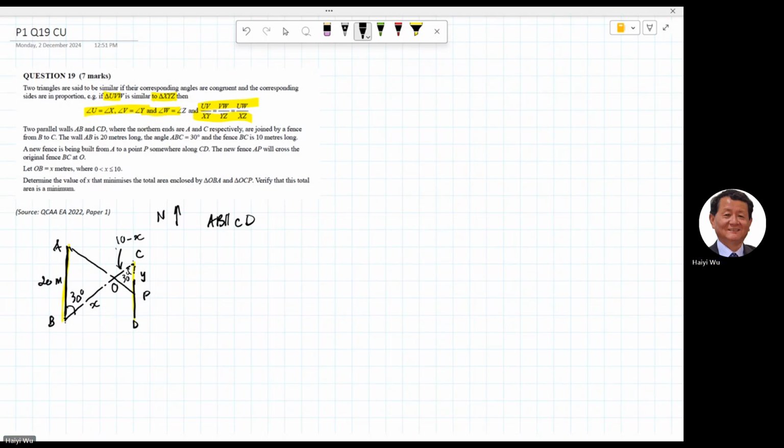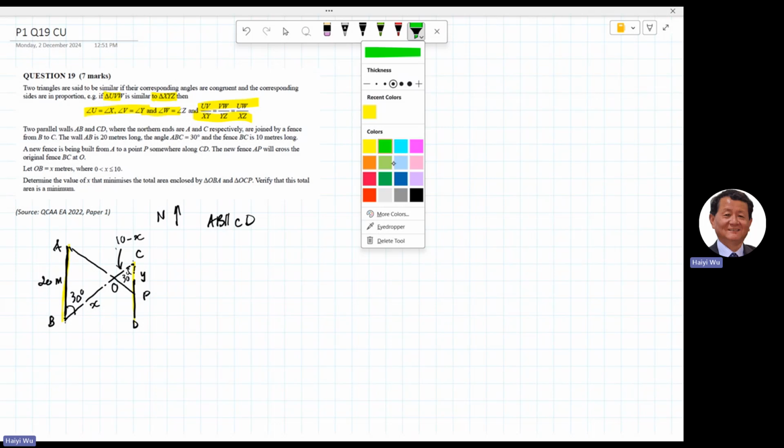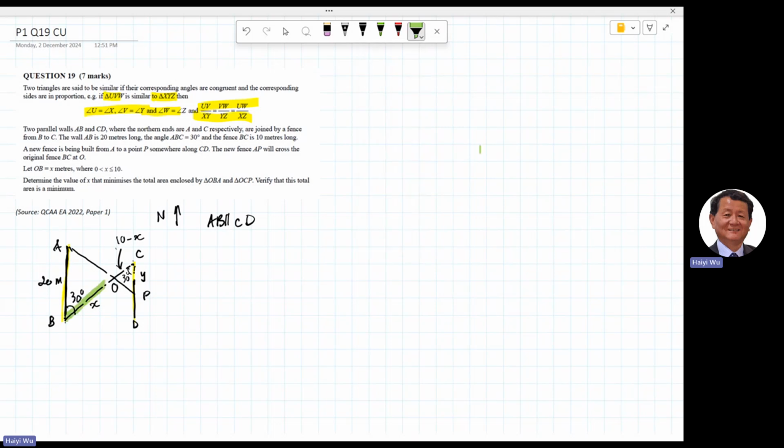And for the fence B and C, we join BC. Let me use another color, so let's say we have a green color. That's the fence BC. B joins C, 10 meters long. AB is 20, so we have 20 meters for AB, and BC is 10.